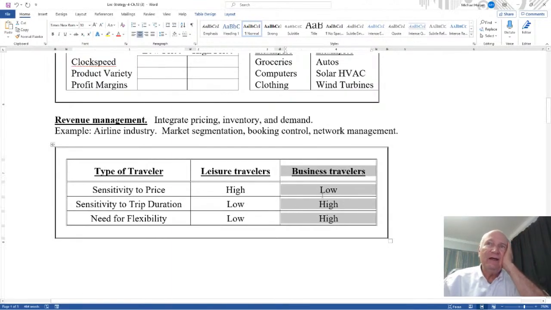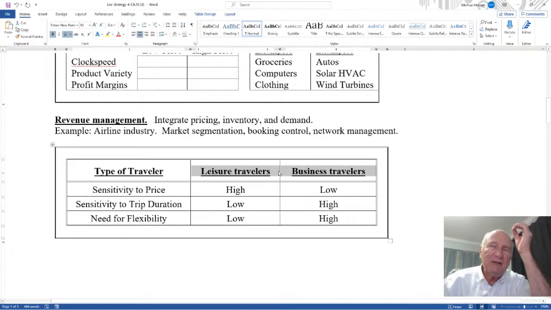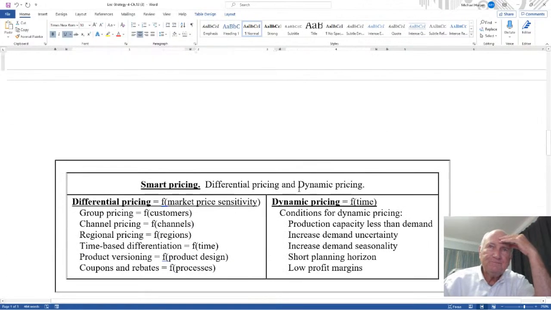Okay. Anyway, so they separate these things out, and it's truer now because with the internet you can identify people's sensitivity to price, sensitivity to duration, sensitivity to flexibility. Can you delay it a day or two? This kind of thing. Okay.